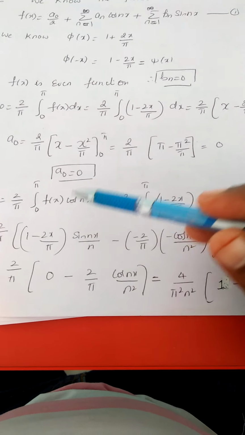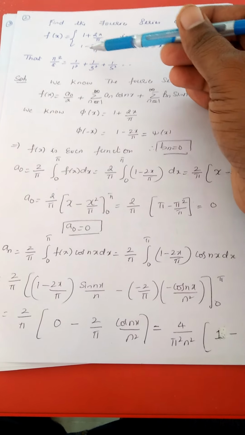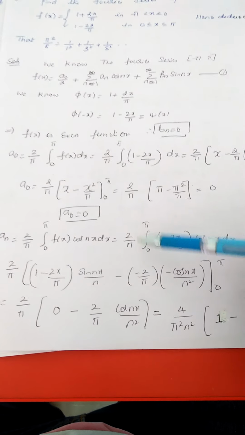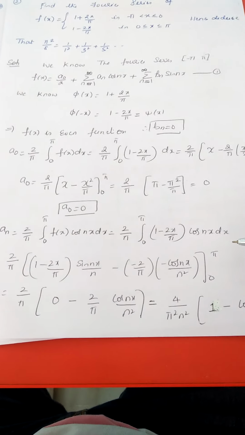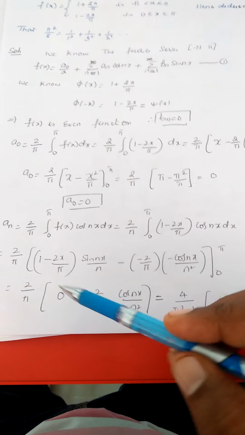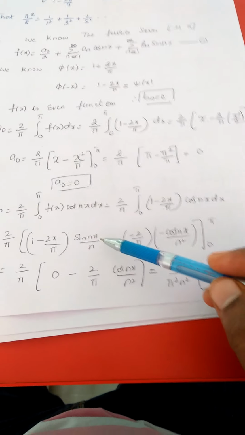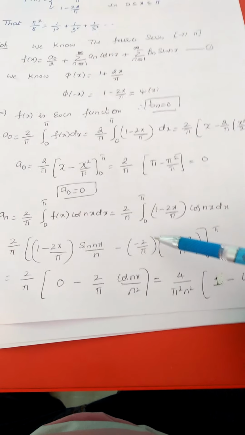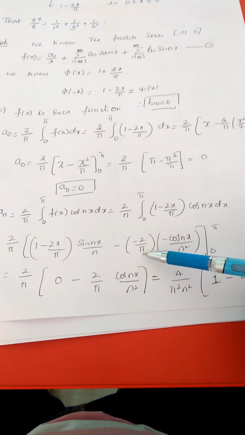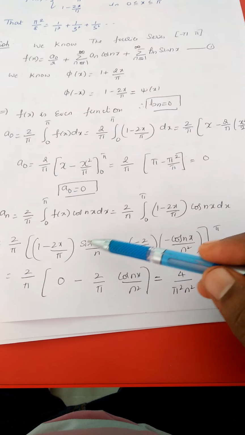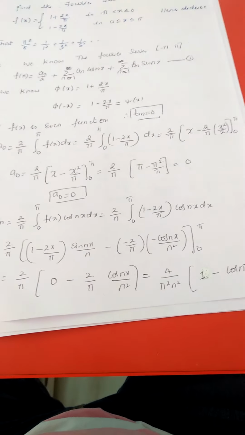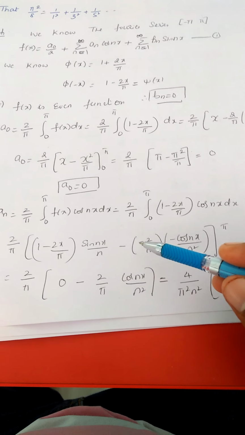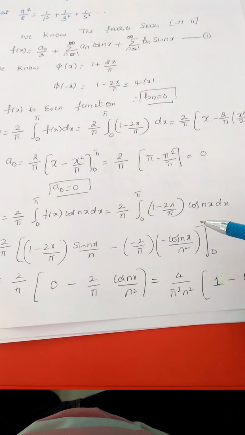Here also f(x) is nothing but this term, 1 minus 2x by pi, since the interval is 0 to pi. So an = 2 by pi integral from 0 to pi of (1 - 2x/pi) cos nx dx. Now you have to use Bernoulli's rule of integration by parts. The first term is 1 minus 2x by pi, and the integration of cos nx is sin nx by n. Minus the differentiation of this, which is minus 2 by pi, into the integration of this term, which is minus cos nx by n square. The next term will be 0 because the differentiation of minus 2 by pi is 0, so we stop the integration here.